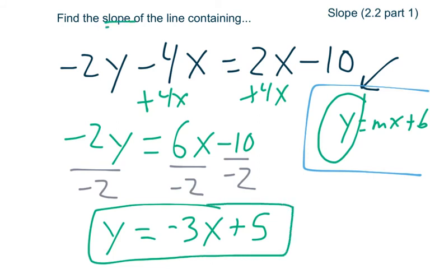But I want to find the slope. Again, don't forget to read the question. Find the slope of this line. That's going to be the number in front of x. That m stands for slope.